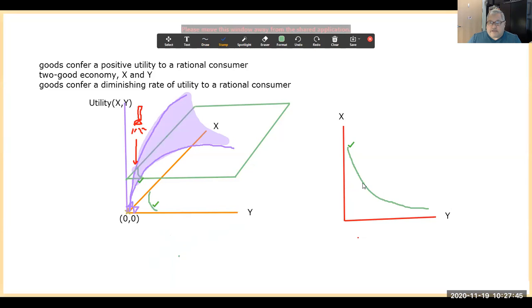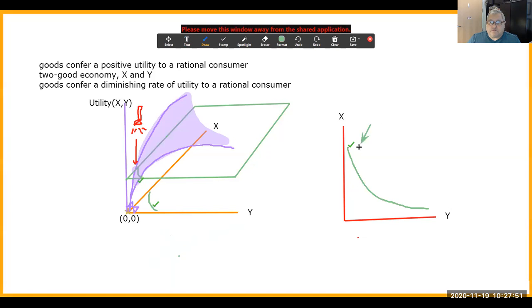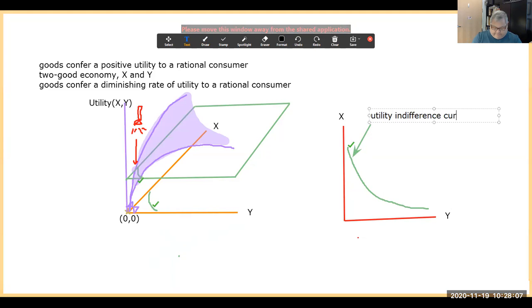And that trace is called an indifference curve. It's called an indifference curve because all the points along that trace offer the consumer the same level of utility, but at different levels of consumption of X and Y. So this is called a utility indifference curve.